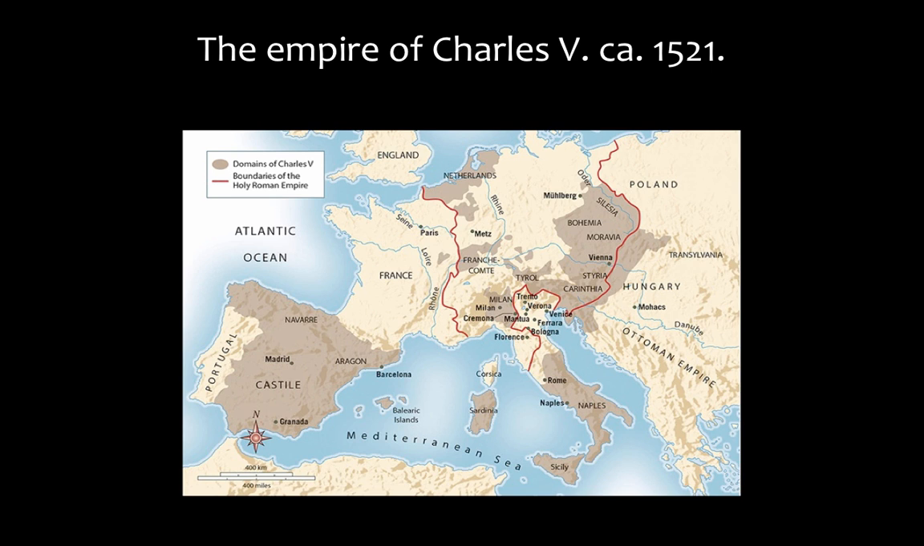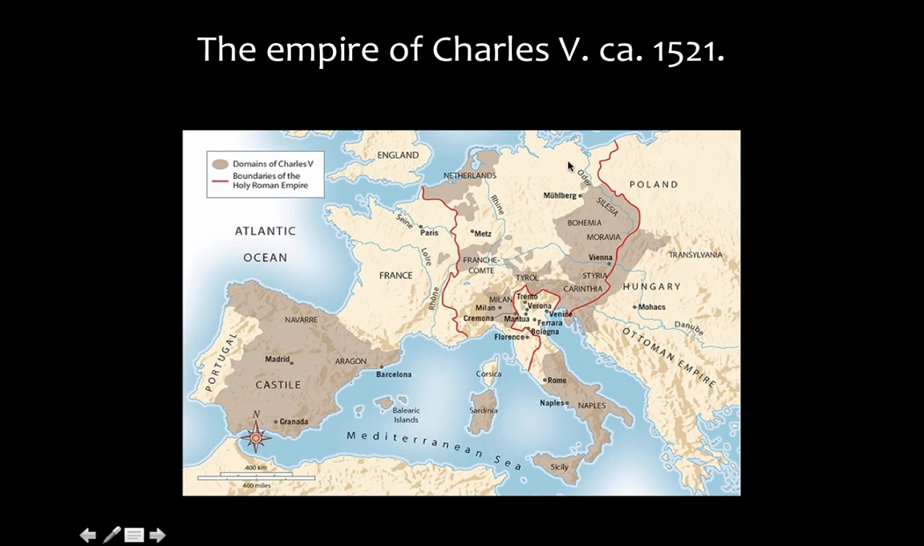So the Holy Roman Empire is all of this area that we can see that's sort of this darker brown color. So this is the empire. These are the domains of Charles V, because Charles V is not only the Holy Roman Emperor, he also has ties in Spain. So we have this over here. But the boundaries of the empire are this section that's within the red lines here.